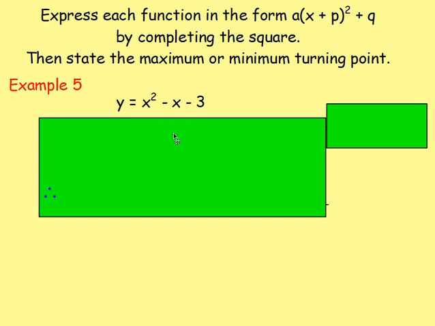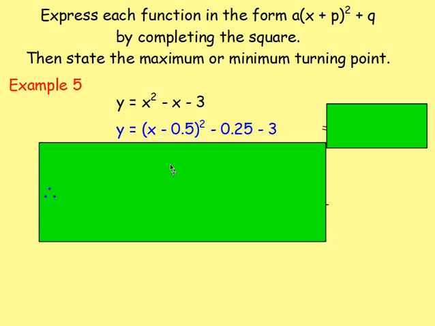Example number 5, y equals x squared minus x minus 3. Again, half the coefficient of x, so instead of -1, we'd have -0.5 or -1/2. You can either work through it with decimals or with fractions, it's entirely up to you. And if you square -0.5, so -1/2 squared, you'll end up with a quarter, so you want to subtract a quarter, or 0.25. Keep that -3 just as it is.